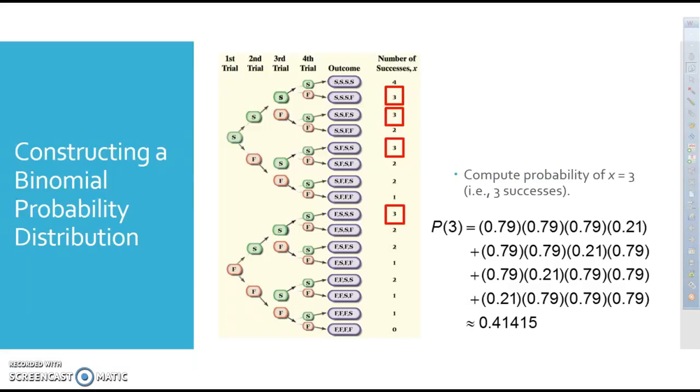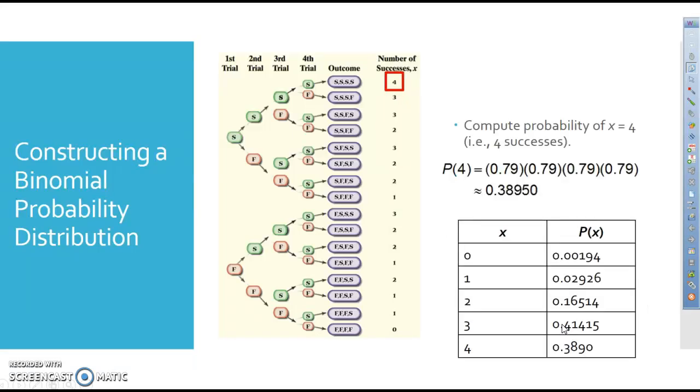We do the same thing for 3. There's 4 of them, so we do 3 successes, 1 failure, 3 successes, 1 failure, 3 successes, 1 failure, 1 failure, and 3 successes. Here's our probability that that happens. And then 4, all on time, 4 successes. There's only 1 of those, so 0.79 times itself 4 times gives us this.